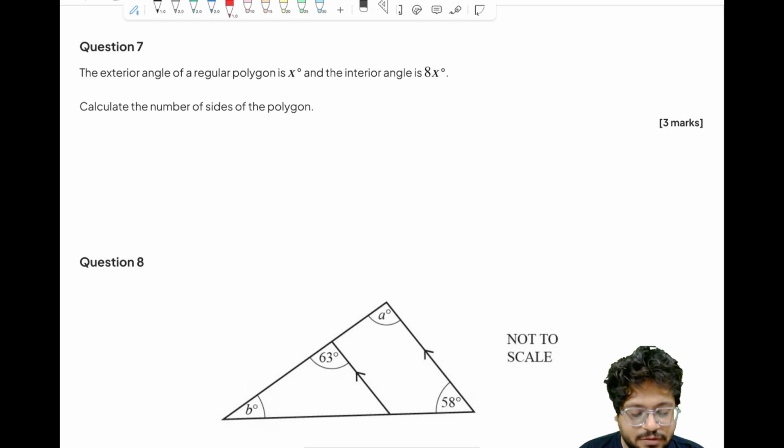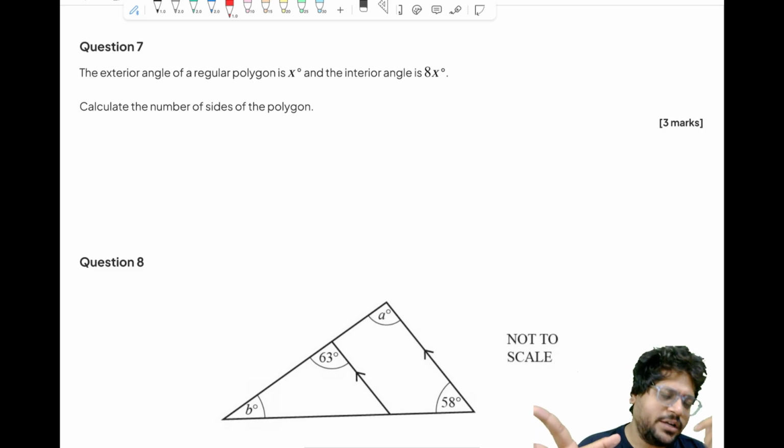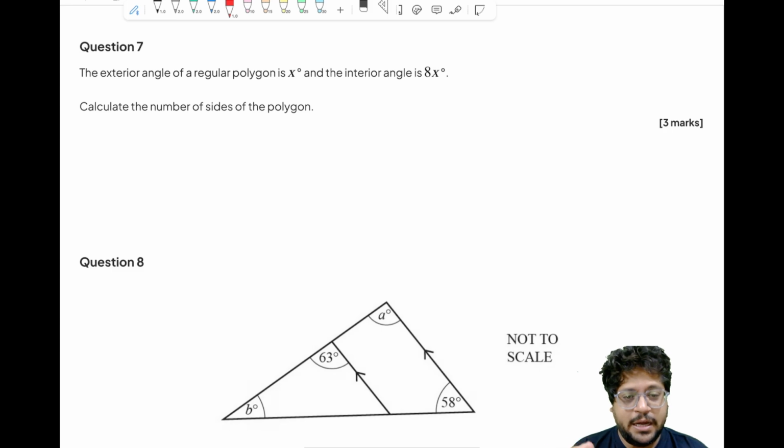Calculate the number of sides of the polygon. Okay, so first of all, let's find the measure of each interior or exterior angle. For that, mind my words that in any kind of polygon, whether it's regular or not, whatever is the number of sides, exterior angle and interior angle are always supplementary. Again, exterior angle and interior angle are always supplementary, so that means they will add up to 180. Why? Because they are always making a linear pair.